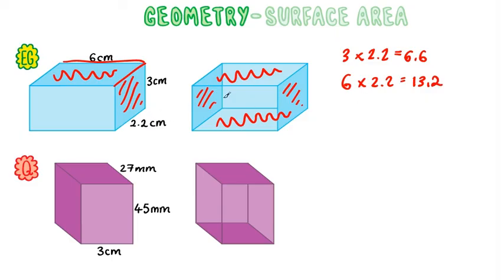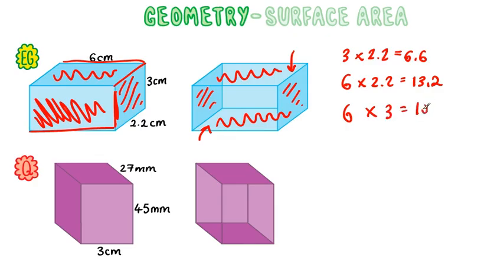And finally, we're going to do our two other sides. This one and the one that's on the back over here. So this one and this one. So again, the long side is the 6 centimeters, but this top side here is 3 centimeters. So it's going to be 6 times 3, and that gives us 18.